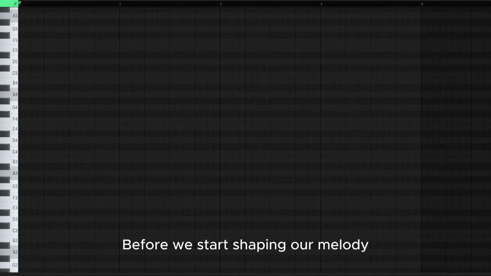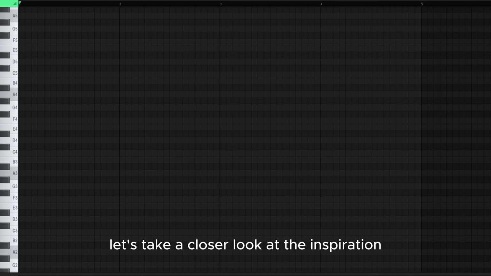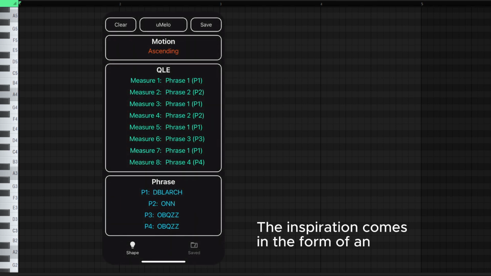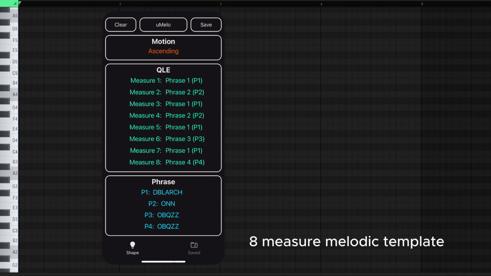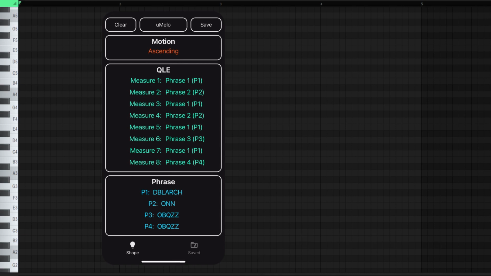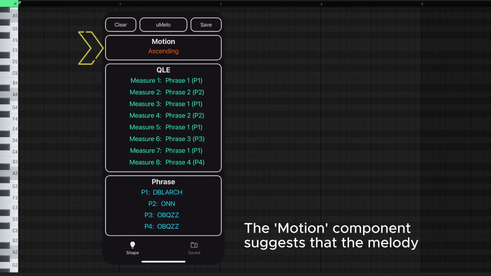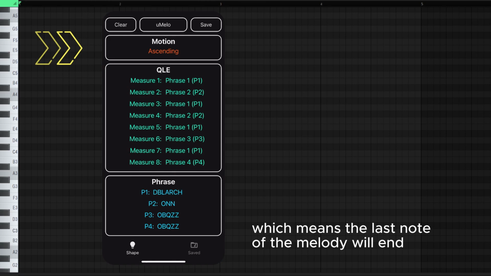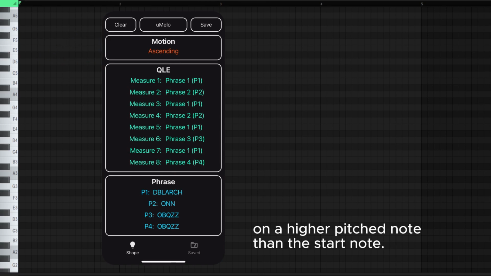Before we start shaping our melody, let's take a closer look at the inspiration crafted by uMelo. The inspiration comes in the form of an 8-measure melodic template that will be used as a starting guide to give our melody its initial shape. The motion component suggests that the melody should be ascending, which means the last note of the melody will end on a higher pitched note than the start note.